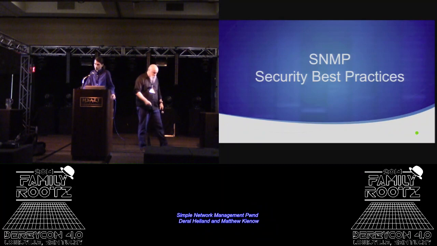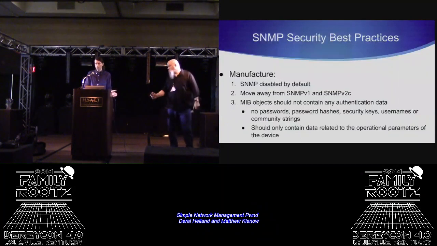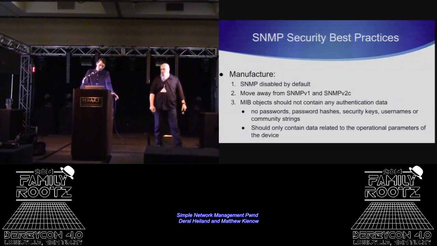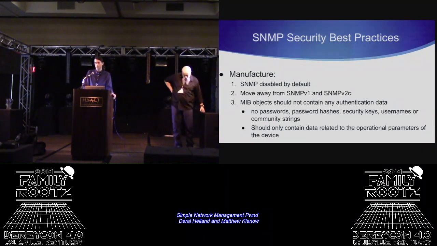All right, so now that we know a number of risks that are associated with SNMP, what can we do to mitigate the risk? Well, first, manufacturers should disable SNMP by default. And if it comes enabled, then they should move away from using public and private as the read-only, read-write strings by default. They should also move away from version 1 and 2C, since those are using the clear text community string, in favor of version 3's stronger security models.